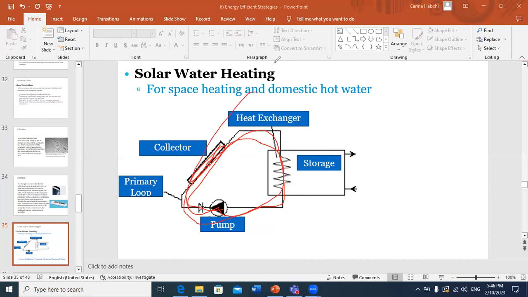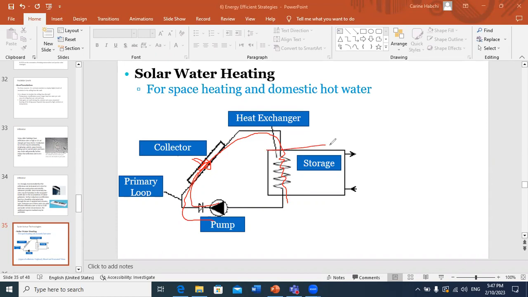So the pump will circulate your water, your fluid. It can be any fluid of high capacity, so it can absorb energy from the collector. The fluid will move through the collector and gain energy, so the absorbed energy from the collector will be transferred to the fluid. Then this fluid will pass through a heat exchanger to release this heat back.